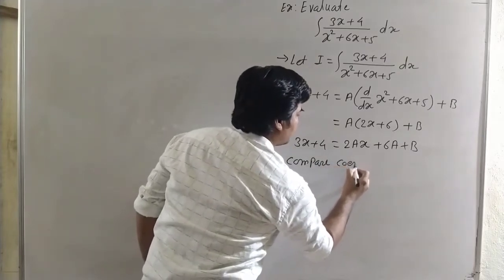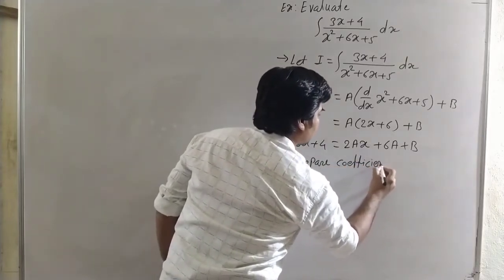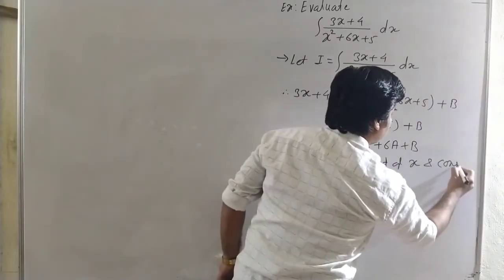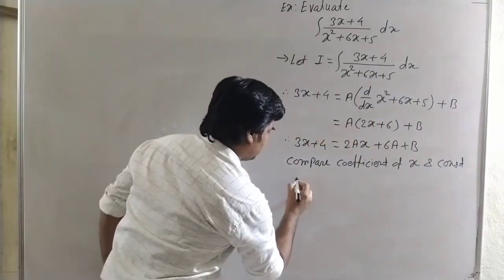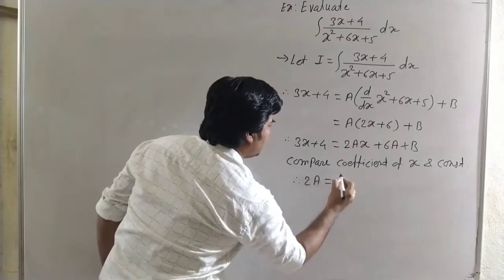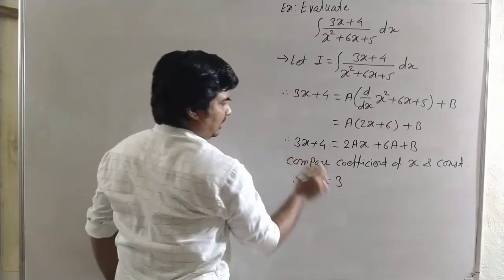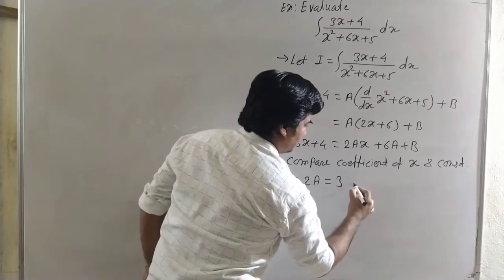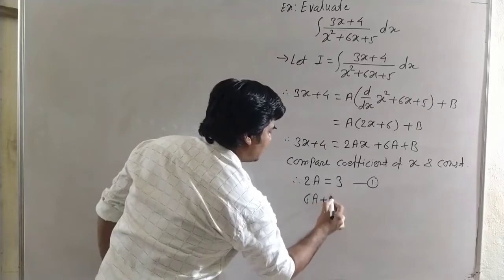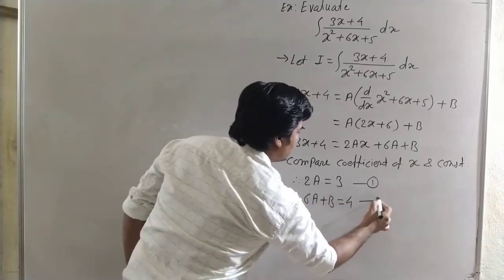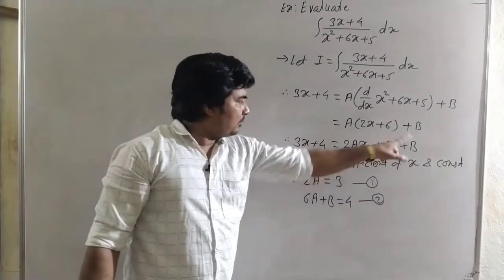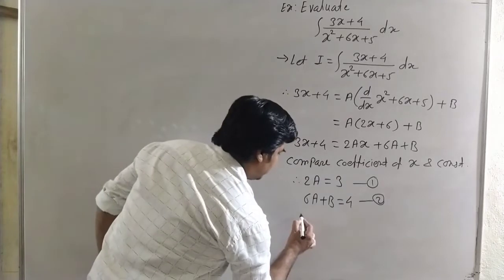It is the coefficient of x and the constant. Therefore we get, the coefficient of x, it is 2a. 2a is equal to 3. Here it is equation number 1, and 6a plus b is equal to 4. It is equation number 2. See carefully. 2a is equal to 3 and 6a plus b is equal to 4.